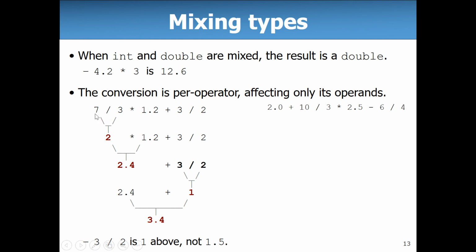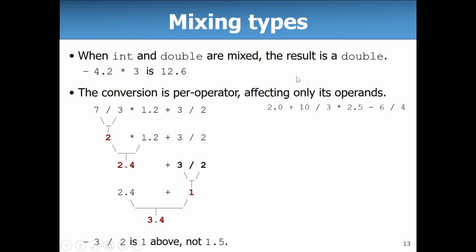What that means is that in this expression, see how we have a single double in here? Let's see how this works. 7 divided by 3 gives us 2, right? It doesn't give us a double, because this is an int, so our result is an integer. 2 times 1.2, we've got an int and a double, so the result of this operation is a double, 2.4. Plus 3 divided by 2, again, these two integers are just integers, so their result is an integer, 1. Then we do 2.4 plus 1, so we end up with 3.4.